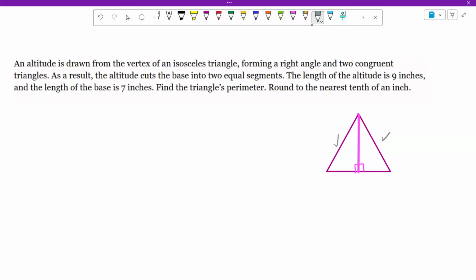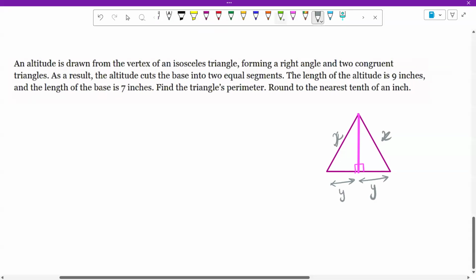As a result, the altitude cuts the base into two equal segments. So this segment is actually equivalent to this segment. And this is an isosceles triangle. So let's say this side is equal to this side. And this segment is equal to this segment. Two equal segments. The length of altitude is 9 centimeter. So now we know this pink line is actually 9 centimeter they have given to us.